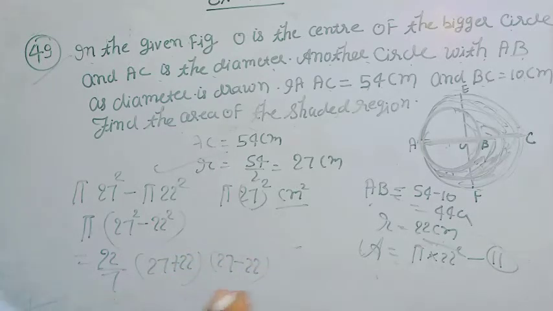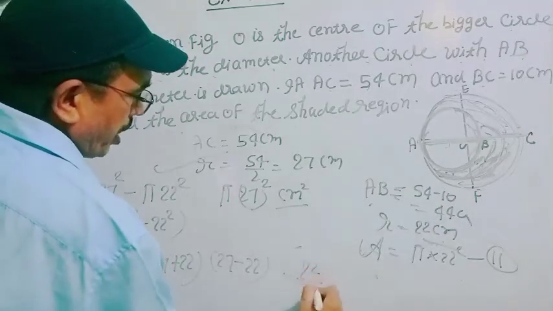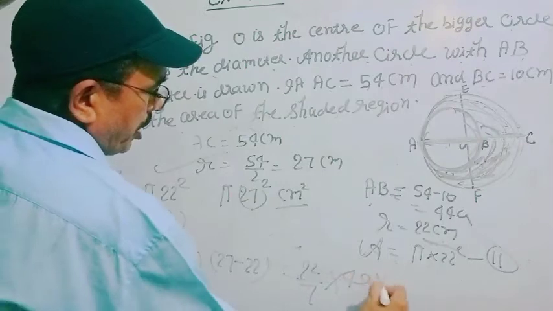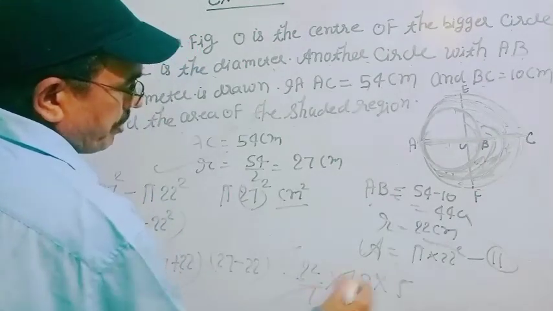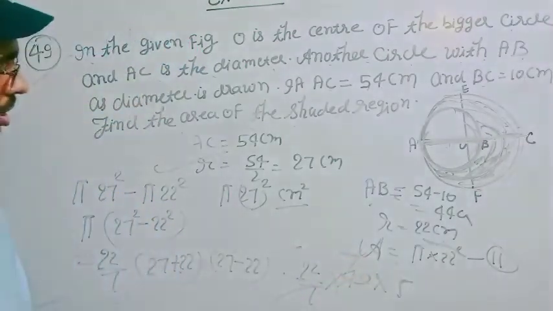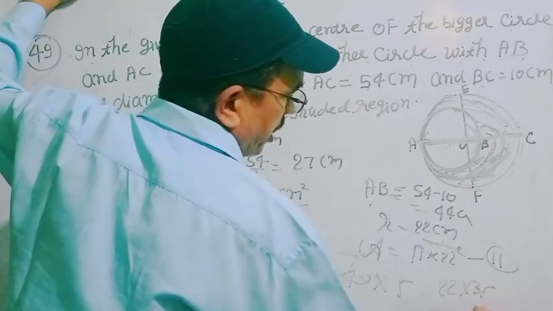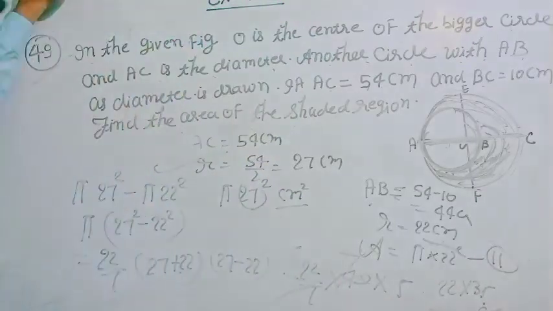So what do you get here? You get 22 by 7 into 49 and also 5. So 7 sevens are 49. Then you write here 22 into 35. That is your solution. You multiply. It is the answer for the shaded region.